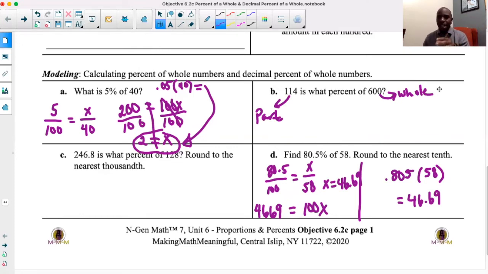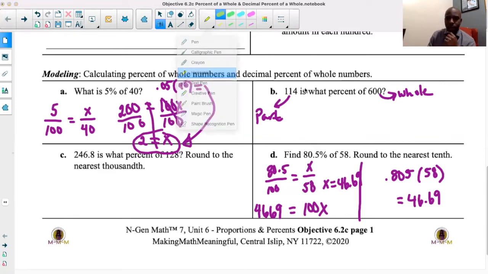Notice these same exact words, is what percent of, right? These words right here in the middle, I'll highlight them for you. Notice these words here are the same exact words that are here, is what percent of. Does that change the order now? Does the 246.8, because it's bigger than 128, become the whole now? No, it means that 246.8 is still the part and 128 is the whole.